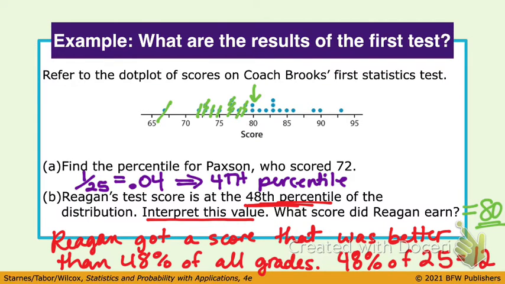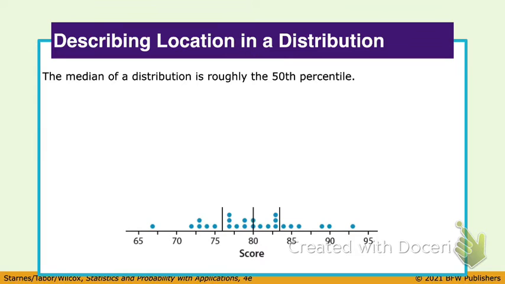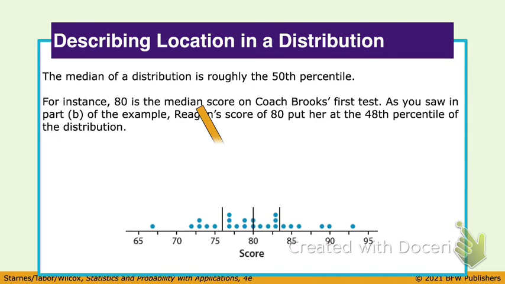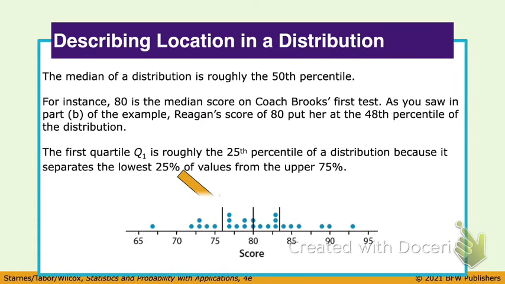Alrighty. Now, the median of a distribution is roughly the 50th percentile. For instance, 80 is the median score of Coach Brooks's first test. As you saw in the previous example, Reagan, who got an 80, that put her at the 48th percentile of the distribution. And so that's about 50%, okay? So it is an estimate.